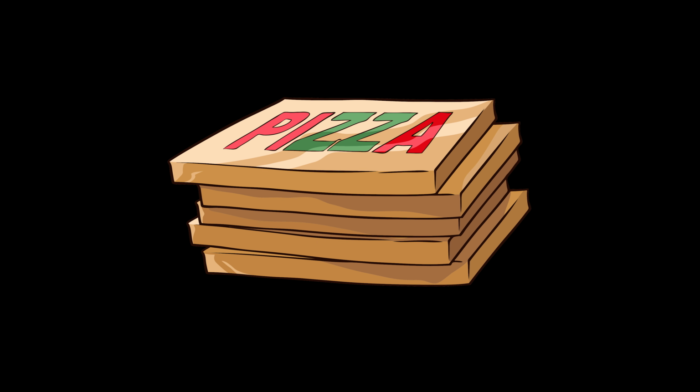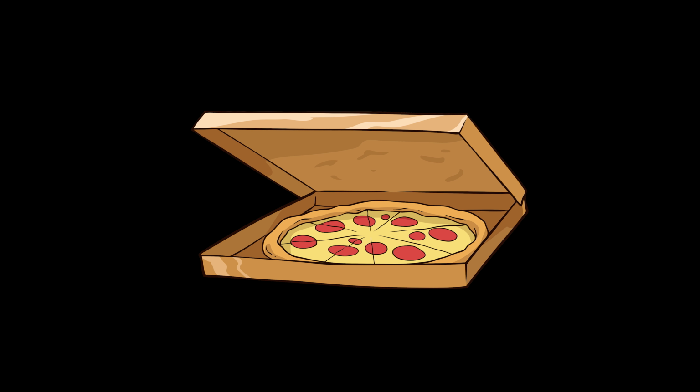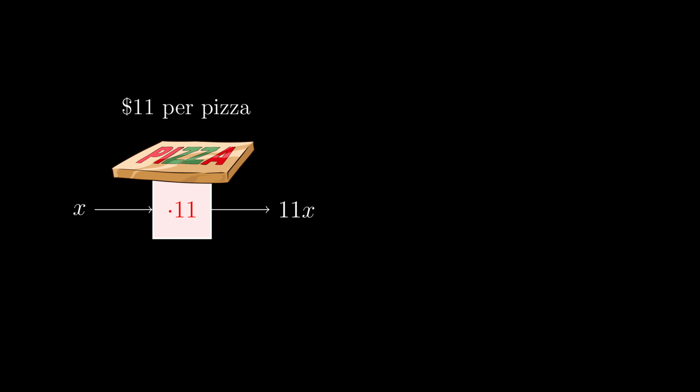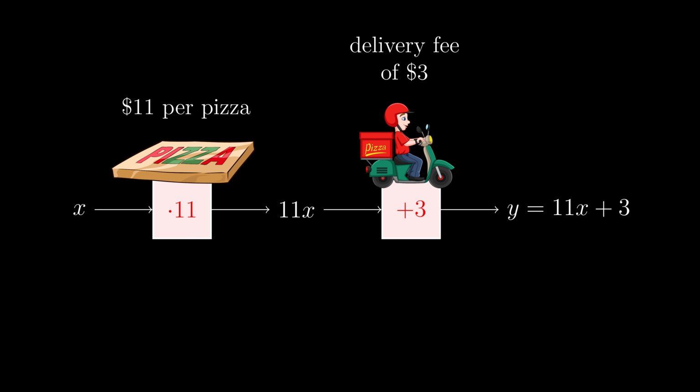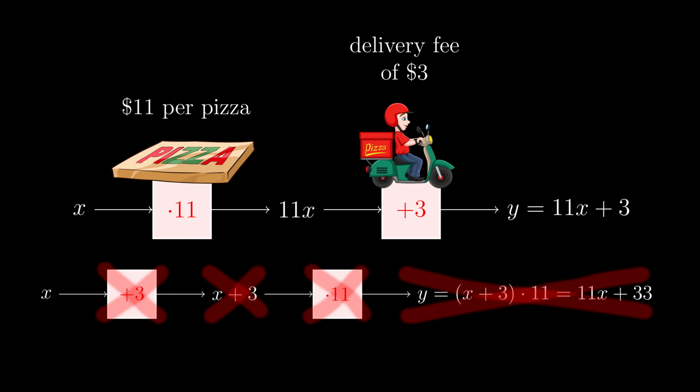Imagine you order X identical pizzas from your favorite pizza delivery. Yummy! Each for a price of M equals $11. Additionally, there's a delivery fee of Q equals $3. It makes sense to add the delivery fee at the end.